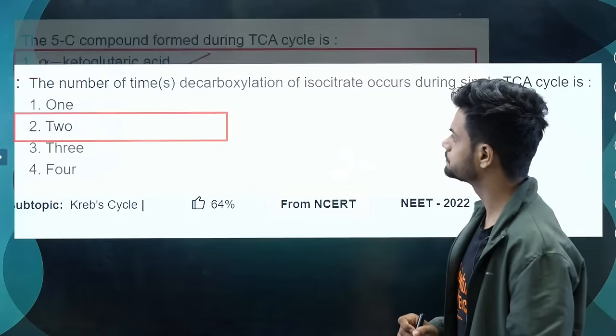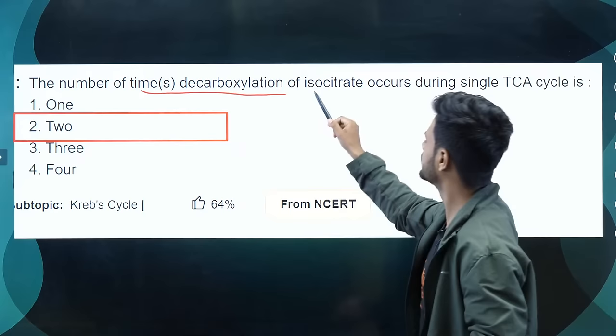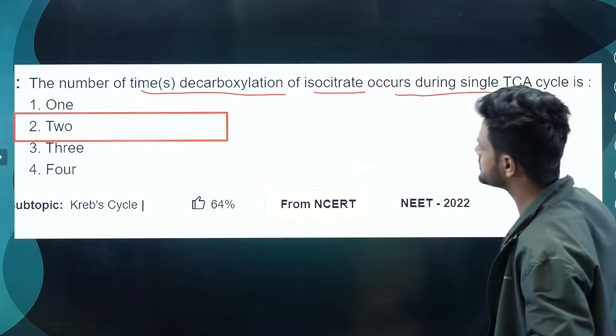Next question. Oh, the answer is given here, students. The number of decarboxylations in isocitrate occurring in a single cycle is 2 times. 2 times. Next question.